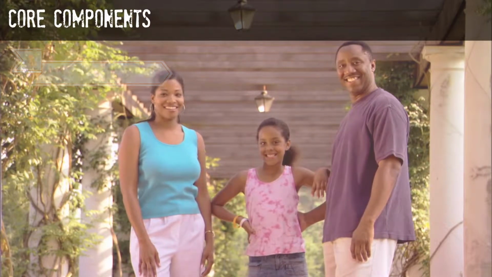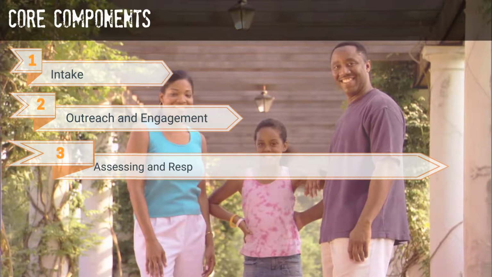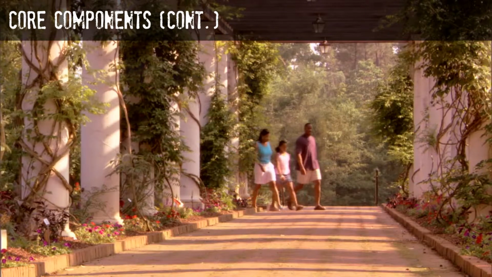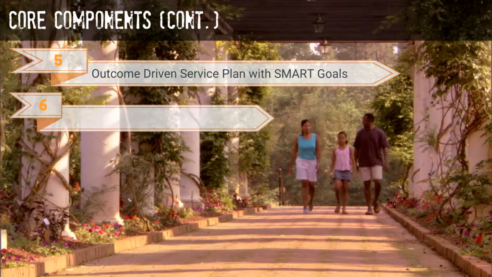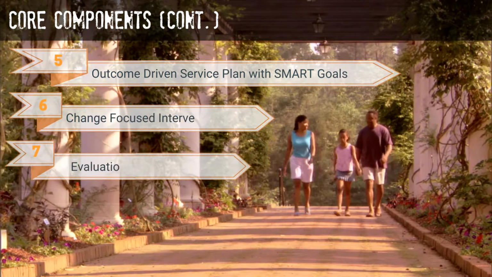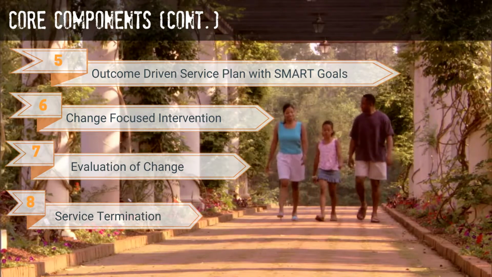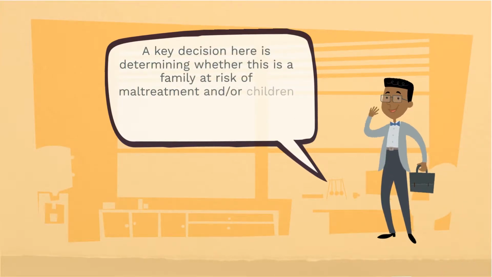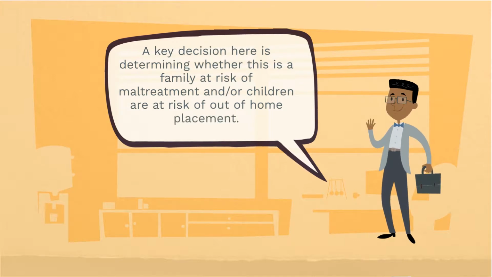The core components include intake, outreach and engagement, assessing and responding to concrete needs and emergencies, and comprehensive family assessment. Core components also include outcome-driven service plan with SMART goals, change-focused intervention, evaluation of change, and service termination. A key decision here is determining whether this is a family at risk of maltreatment and/or children are at risk of out-of-home placement.